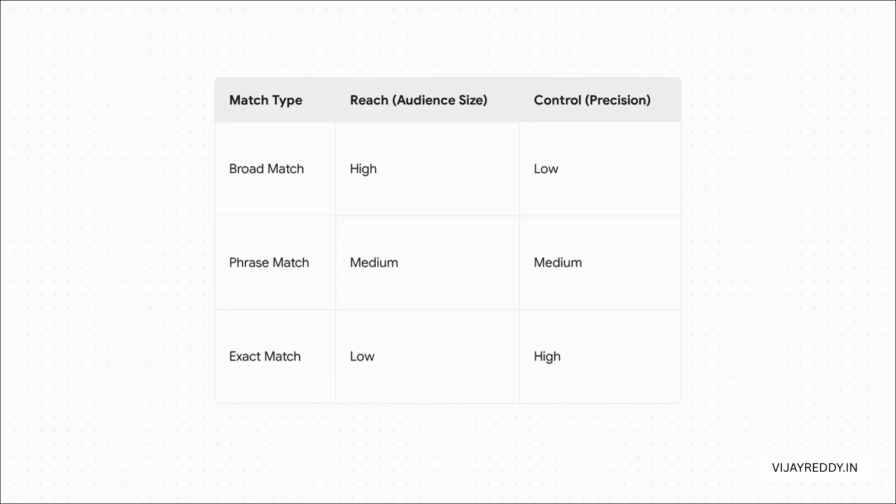This chart just lays out that central trade-off perfectly. You can think of it like a seesaw, right? On one end, broad match gives you super high reach, but very low control. On the complete other end, exact match gives you incredibly high control, but much lower reach. And sitting right there in the middle, nice and balanced, is phrase match. The right choice really just depends on your goals.